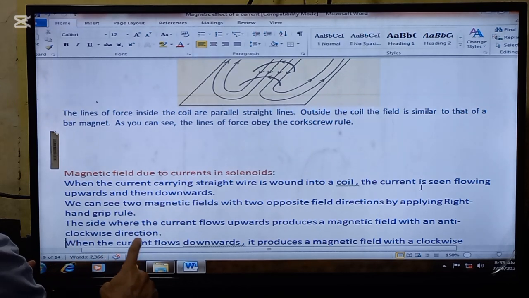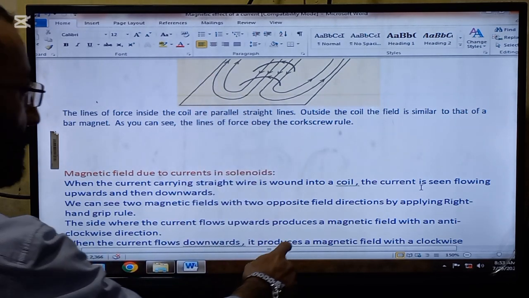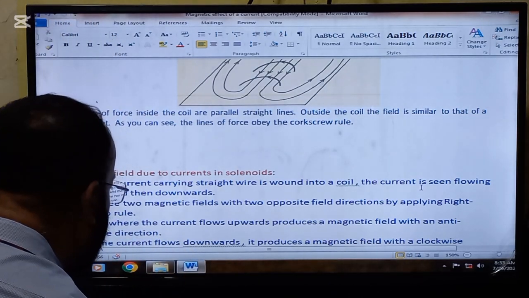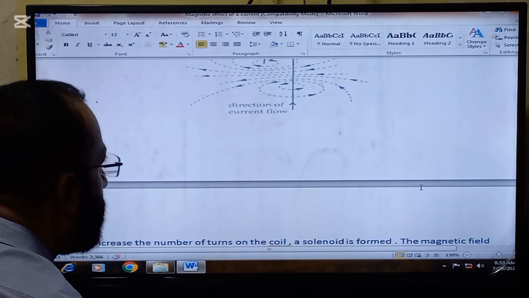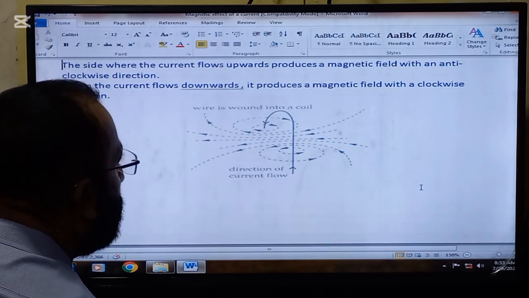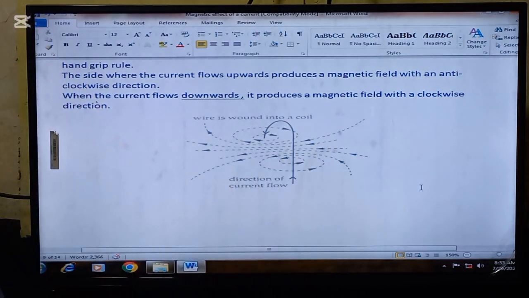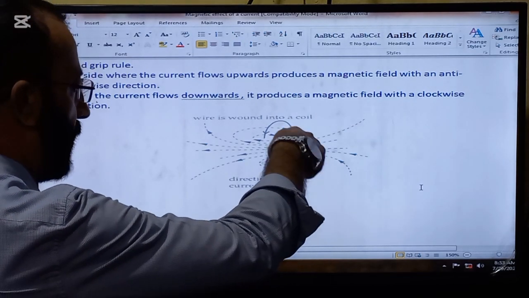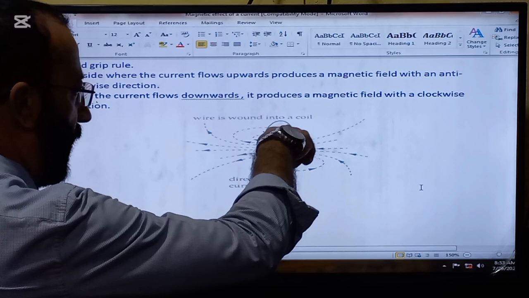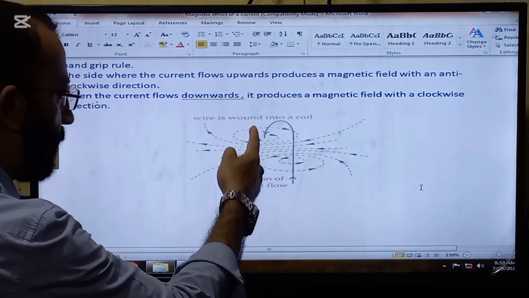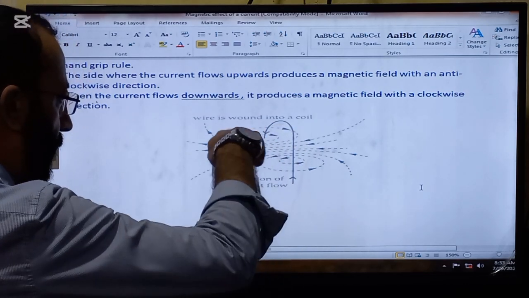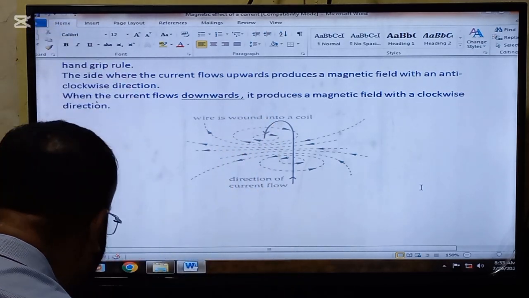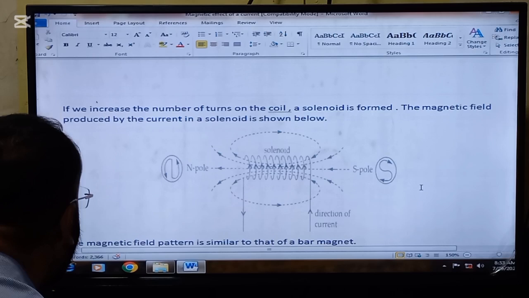The side where the current flows upward produces a magnetic field with an anti-clockwise direction, and when the current flows downwards, it produces a magnetic field with a clockwise direction. So here you can see, if the direction of the current is upward, the direction of the magnetic field is anti-clockwise, and if the direction of the current is downward, the direction of the field is clockwise. So these two are very important points to be noted.